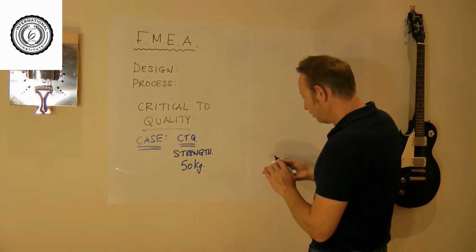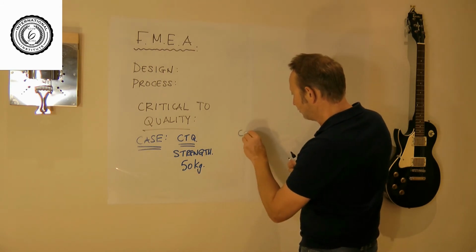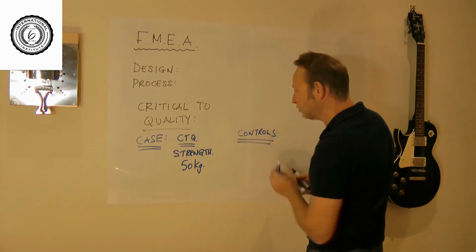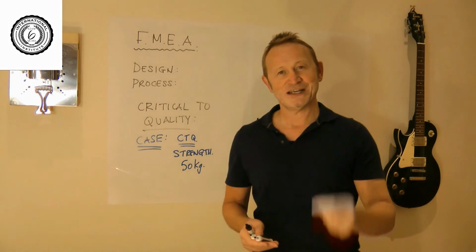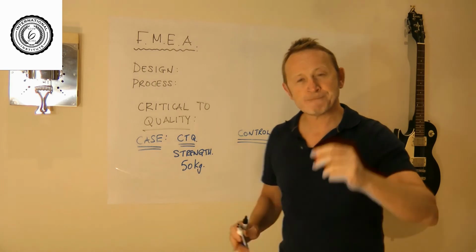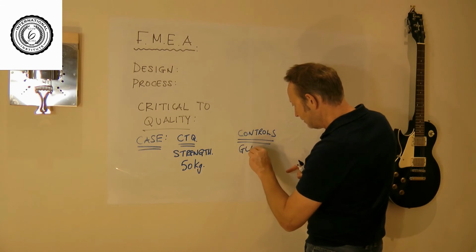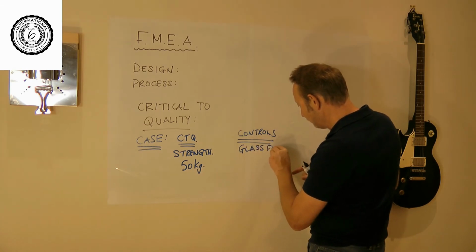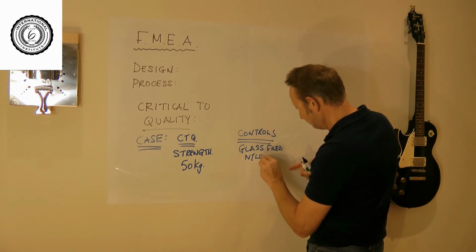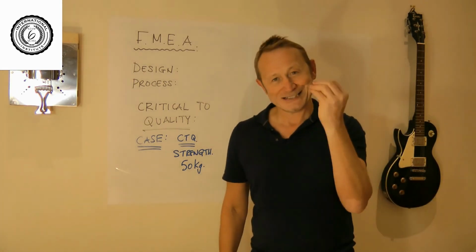So okay, he decides now controls. He decides now what are his controls that he's going to put in place. Well, the controls he puts in place now, this is his design intent. So I've got to deliver this. Here's my design intent. So he decides to go for glass filled nylon. Okay, so he decides that the raw material he's going to use is glass-filled nylon.